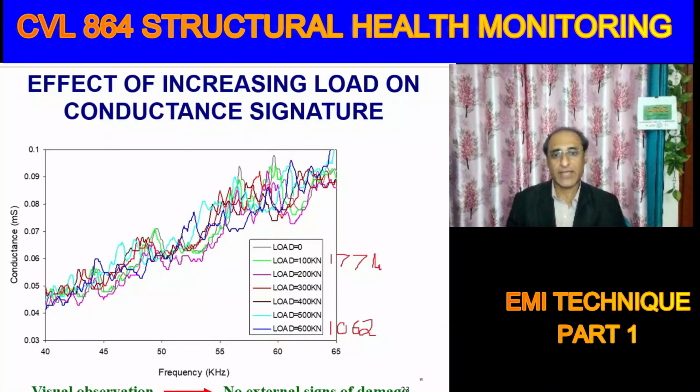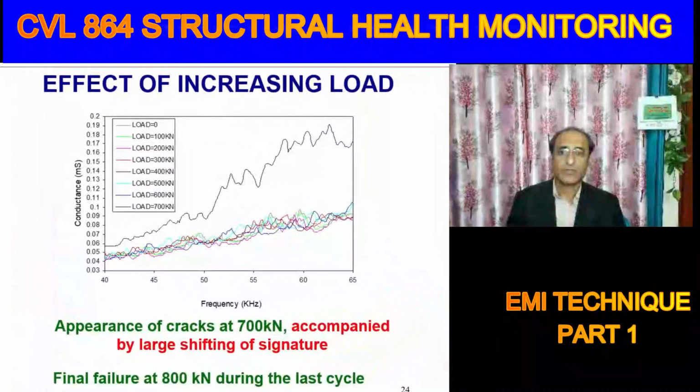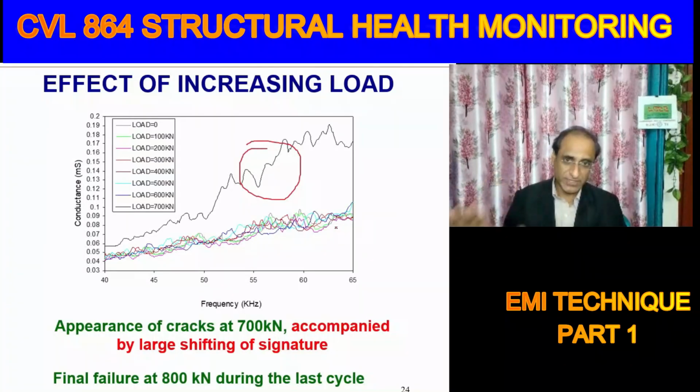Now something dramatic happened after 600 kilonewton. Stress, strain, etc., we have done the calculations already. So now at 700 kilonewton something dramatic happened. You can see here the earlier signatures were following one trend, and mostly it was lateral shifting. But then at 700 kilonewton there was a very strong upper, higher shift.